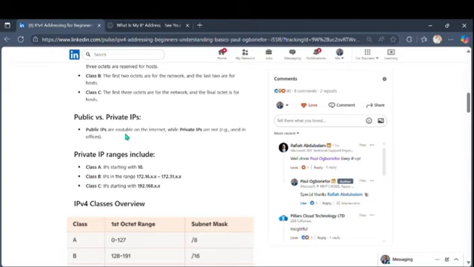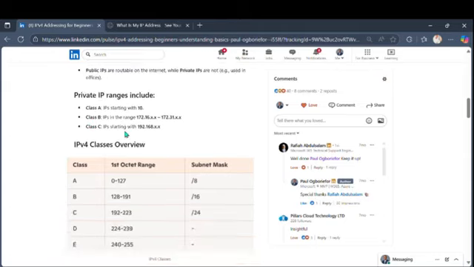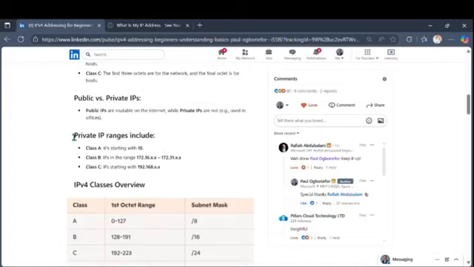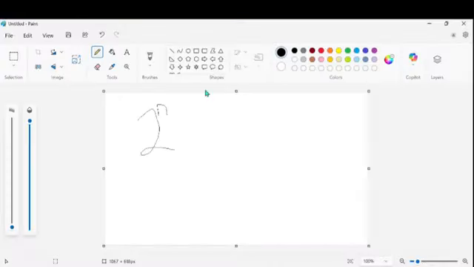So we are saying public IPs are routable on the internet, while private are not. They are used in offices, for example. Now we have talked about the classes, right? Now private IP ranges include, so in IP, we're talking about public. This is what we have in private IP addresses. These are the examples, right? The first one is the class A. When you see any IP address that is starting with 10, any IP address at all, it means that IP is a class A IP address.